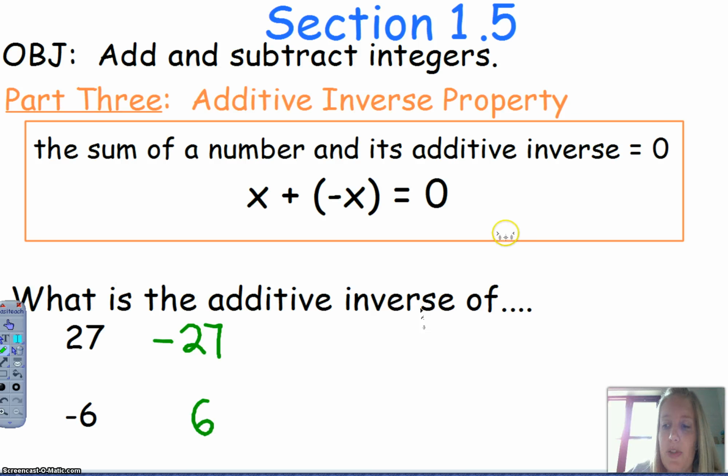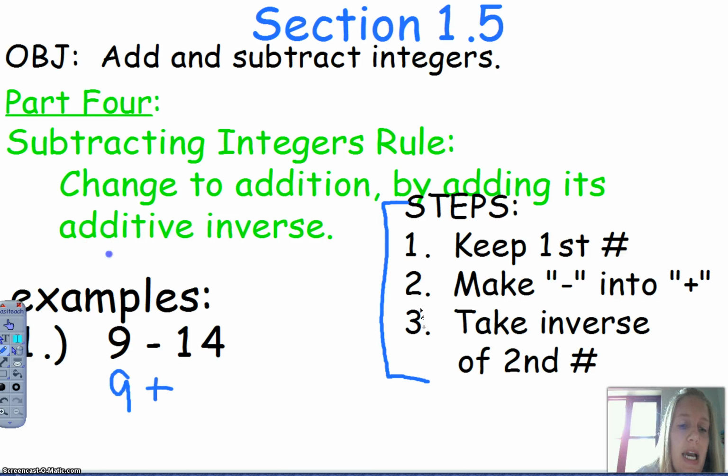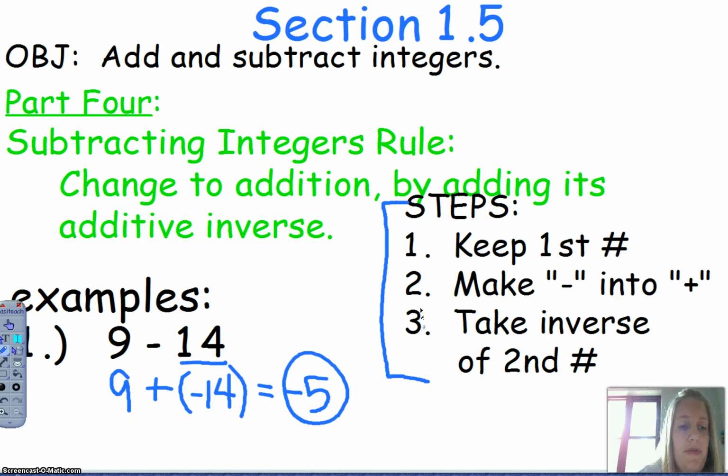All right, our last part, which is subtracting. Basically, all you have to do for subtracting, part 4, is to change it to addition by adding its additive inverse. So what you're going to do, and you can write down these steps over here, keep the first number, make the subtraction sign into an addition sign, and take the inverse of the second number. So you're going to write 9 plus, and the opposite of 14 is negative 14. And now we're back to our rules from the first part, and you subtract the 2 because they're different signs. So I get 5, and you keep the sign of the bigger number, you get negative 5.